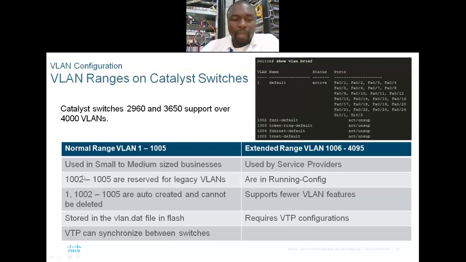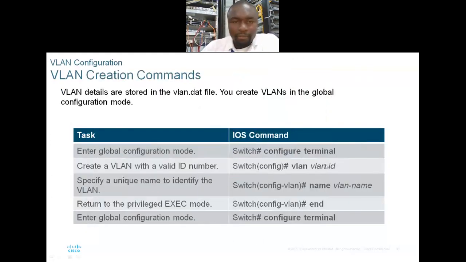But VLAN 1002 to 1005 are reserved for legacy VLANs. Okay? They are reserved. They are automatically created and they cannot be deleted. Look at it here. So when you are creating, you should not create these. You have over 4,000 VLANs that you can create, but not with this. So I can say VLAN 300, VLAN 900, VLAN 800. You can create your VLANs.